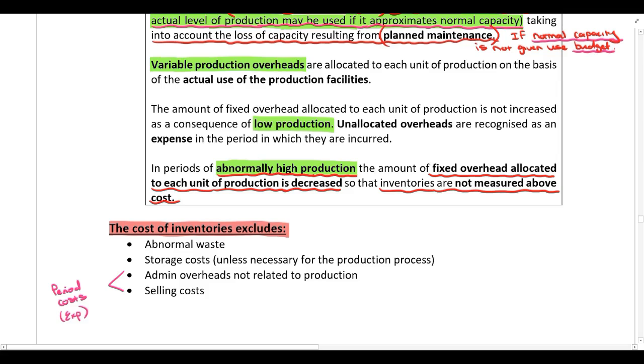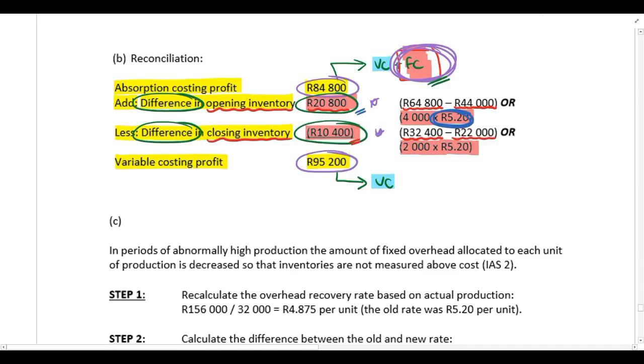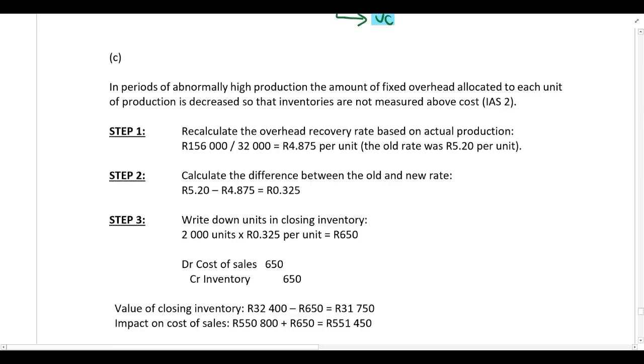They tell us if production is abnormally high, and in the required they specifically tell you to assume that production is abnormally high. So if production is abnormally high, the amount of fixed overhead that we allocate to each unit of production must be decreased so that inventories are not measured above cost. So let's look at how you need to perform this calculation.